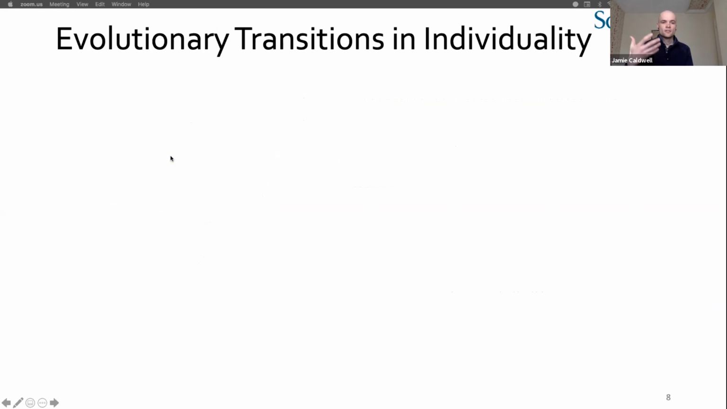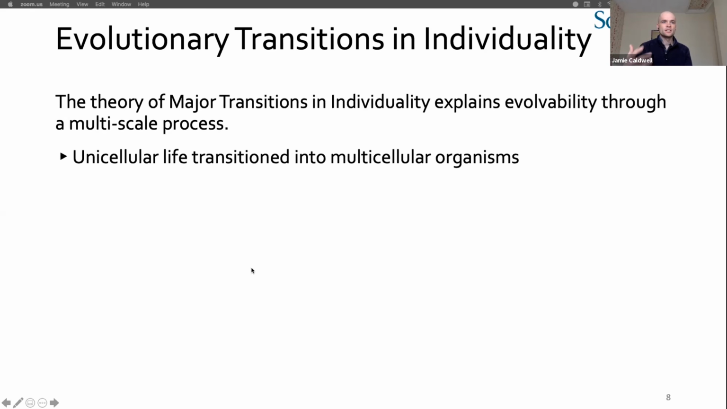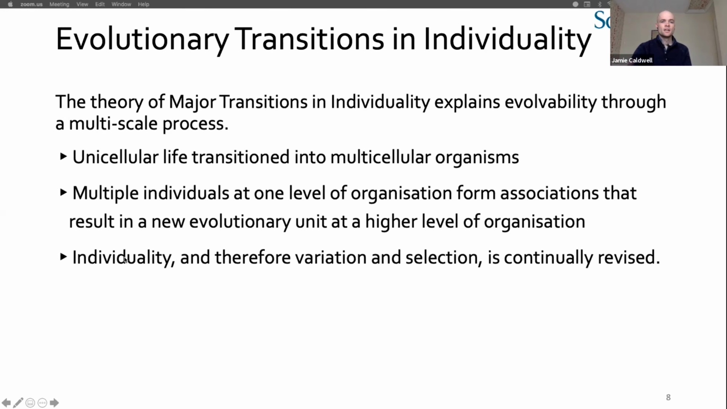So whilst that's the vision of deep optimization, how do we go about implementing or emulating this? Well, the idea comes from the theory of major transitions in individuality that explains evolvability for a multiscale process. This is where unicellular life has transitioned into multicellular organisms. And this is the case where multiple individuals at one level of organization have formed relationships that resulted in a new evolutionary level unit at a higher level of organization. And in doing so, individuality and the evolutionary process of variation and selection is revised up to a higher order organization. And this process repeats, creating this multi-scale representation.